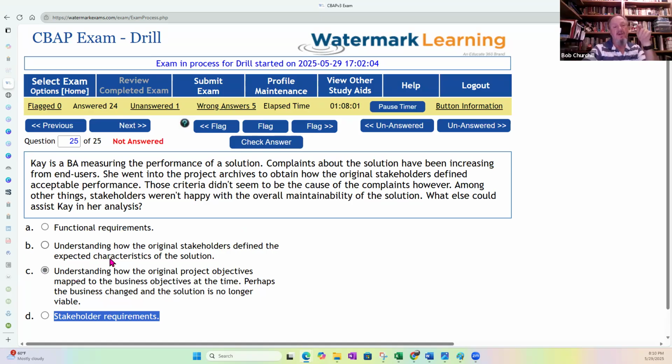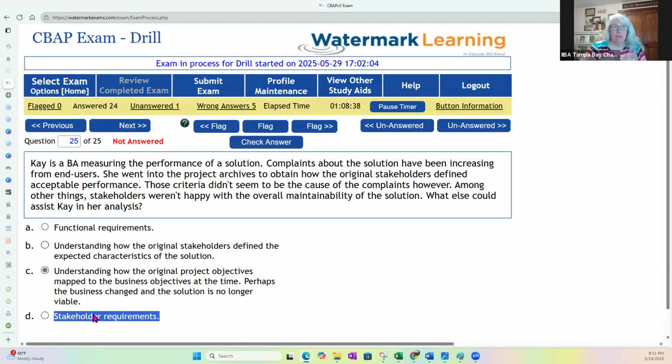Because A is not right. A is not right because maintainability seems to be the problem. That's a non-functional requirement, so that eliminates A. I think that addresses B more than C, because C doesn't really answer that at all.